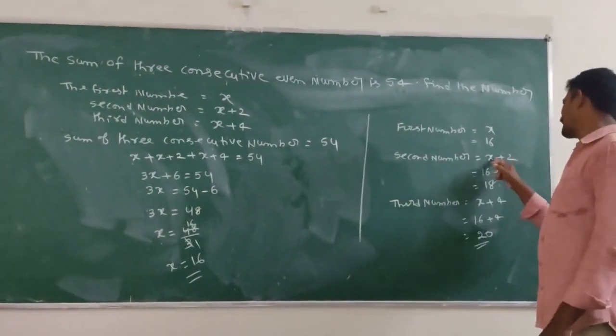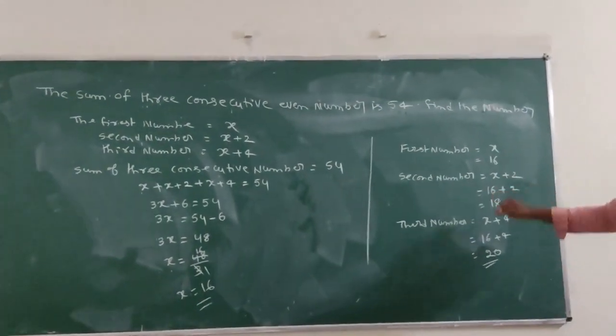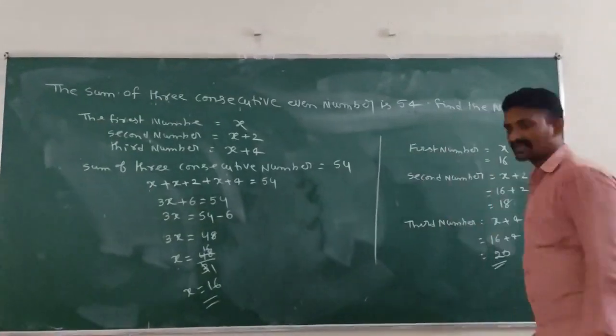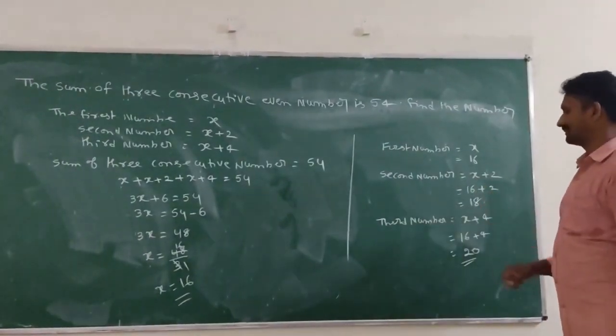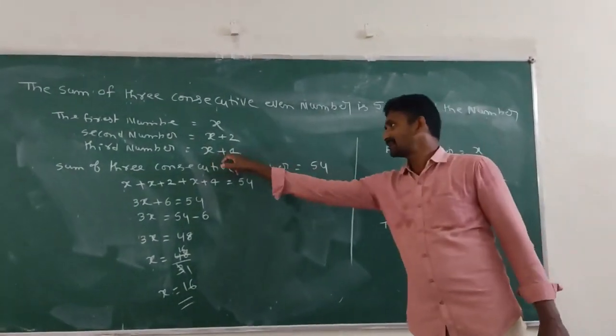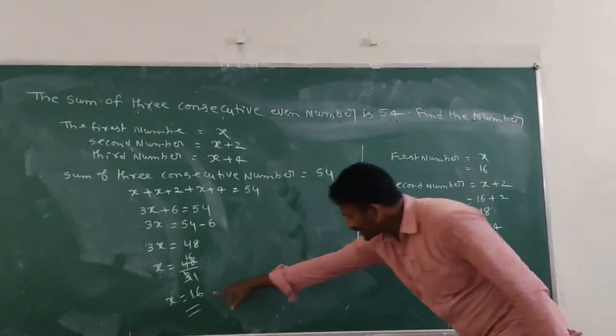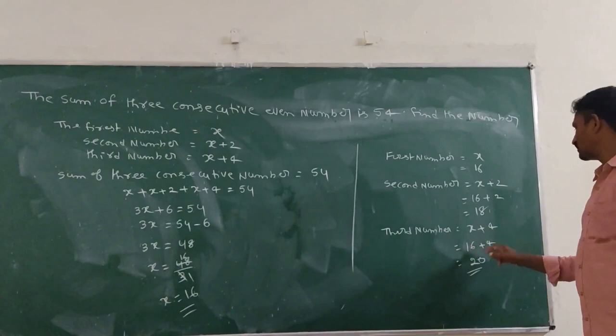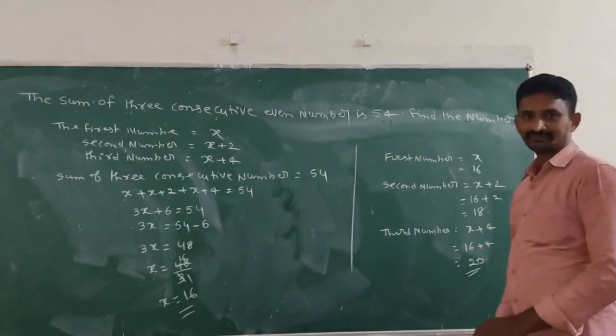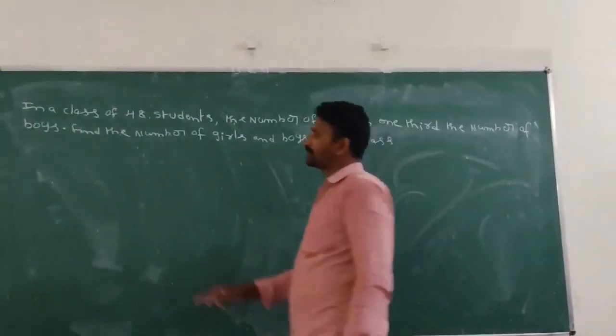Second number is x plus 2, x is 16, 16 plus 2 is 18. Third number is x plus 4, x value is 16, 16 plus 4 is 20. Another problem.